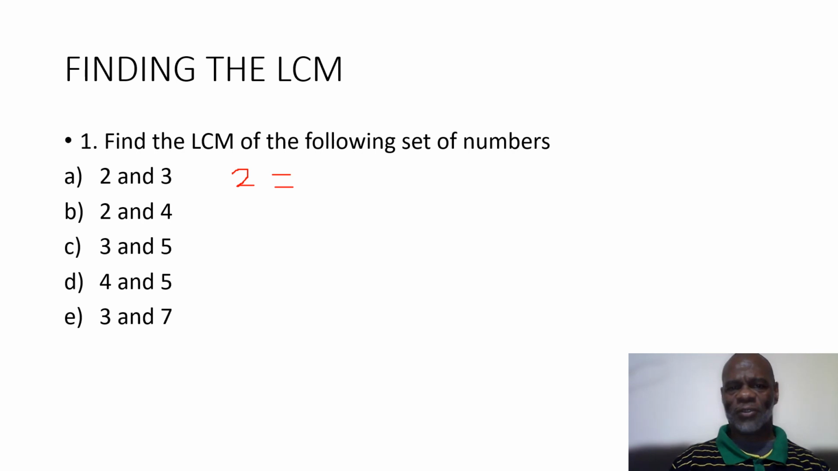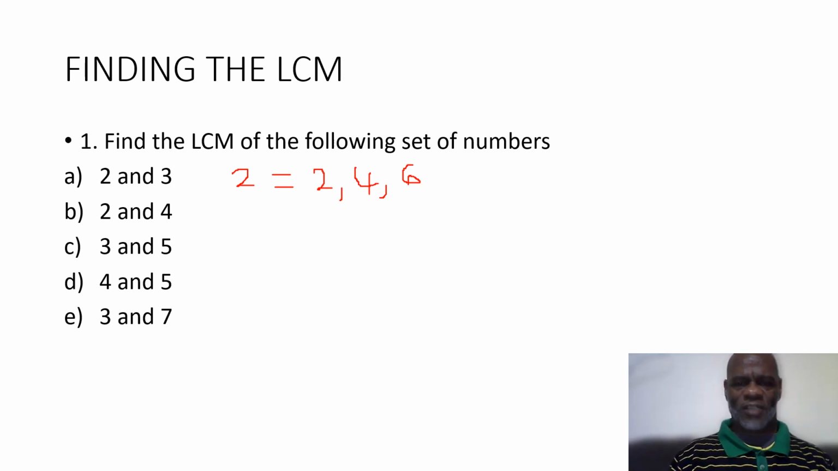So multiples of 2 would be 2, 4, 6, and we could stop there. Let's look down now at multiples of 3. So it's a different color.